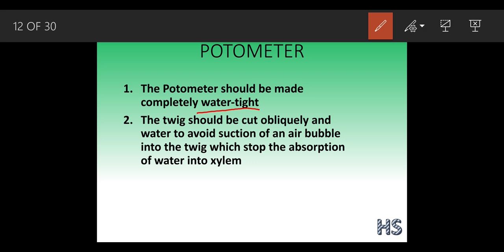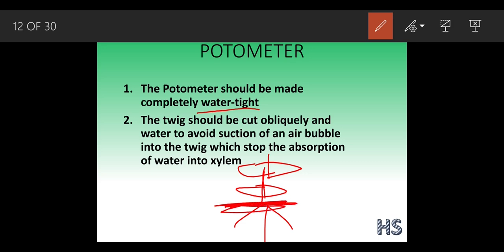Okay, the twig should be cut in a horizontal position. How? See, suppose this is the roots, and here I'm going to draw some leaves. I'm going to cut this part. See, out here I'm going to make it dark. So how am I going to cut? I'm going to cut in a horizontal or slanted position like this. Okay, I'm going to cut like this, in a horizontal position.